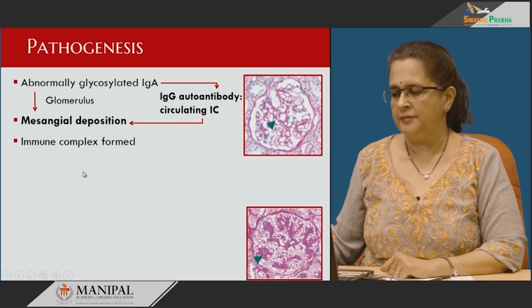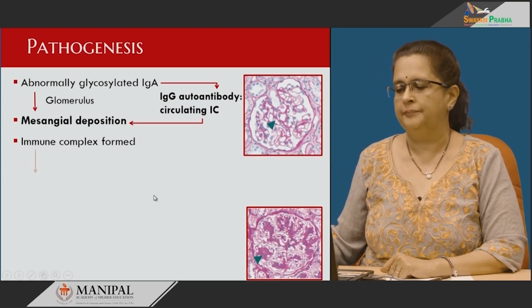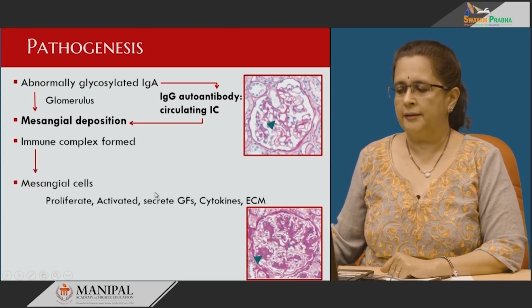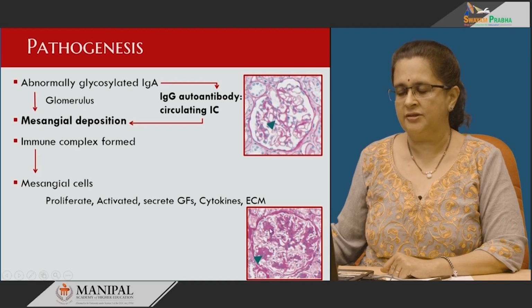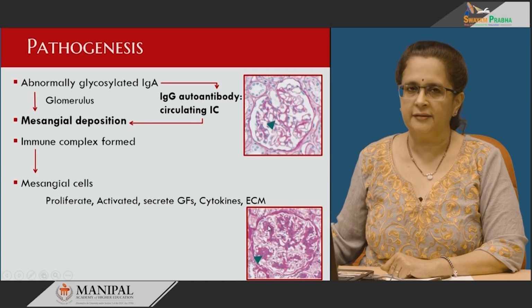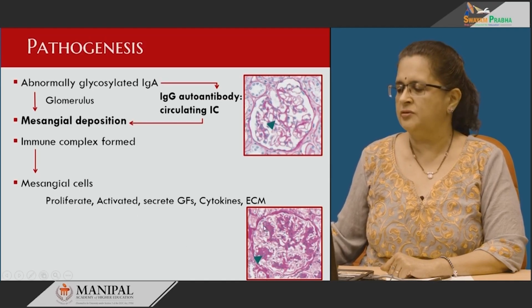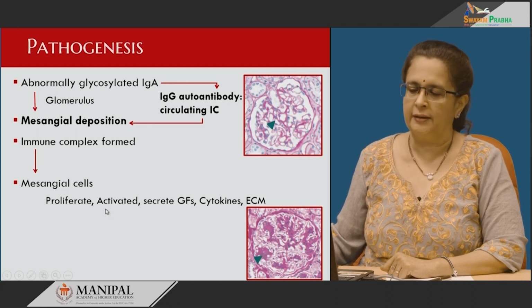So, we will see how the mesangium is expanded. This is how it is normally, and this is how it is in IgA nephropathy. So, it stimulates the mesangial cells to proliferate, and they get activated and secrete growth factors, cytokines, as well as extracellular matrix, and that is why there is mesangial expansion and mesangial hypercellularity.